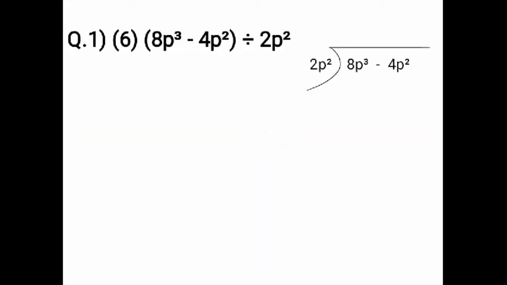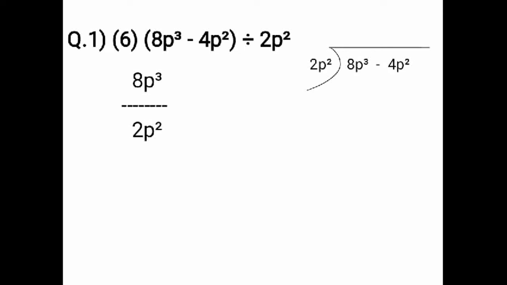8p cube minus 4p square divided by 2p square. In the bracket, two terms are there. First you have to take a single term, then you have to divide by 2p square. The first term in the bracket is 8p cube. Okay, first take 8p cube divided by 2p square.